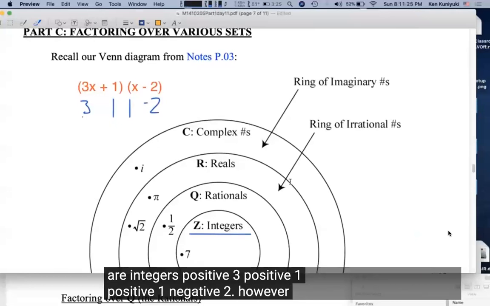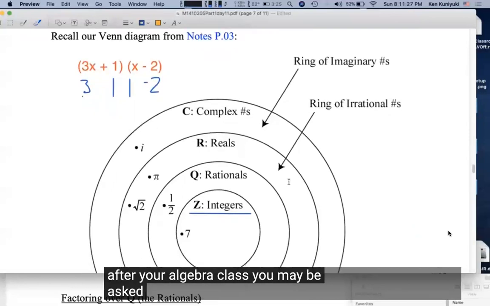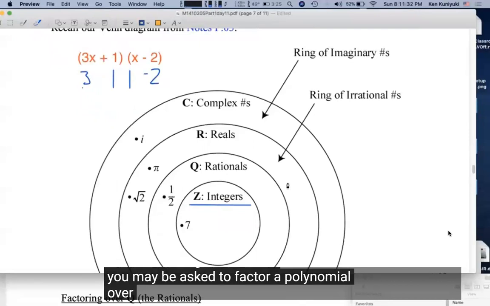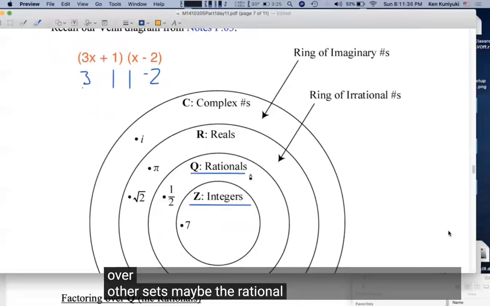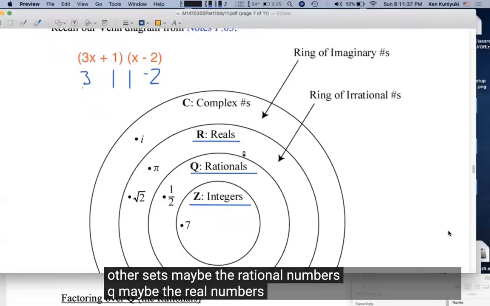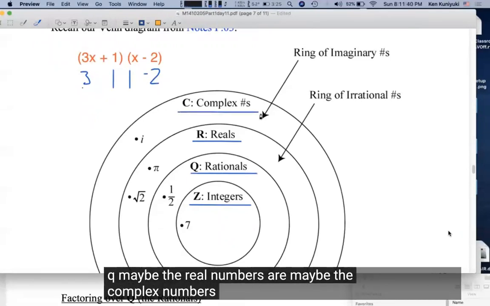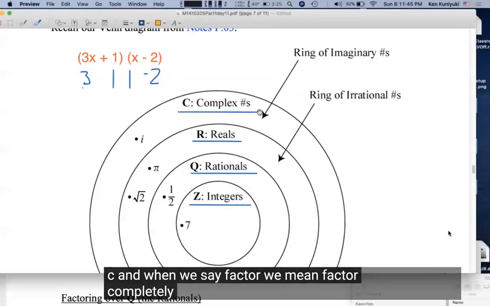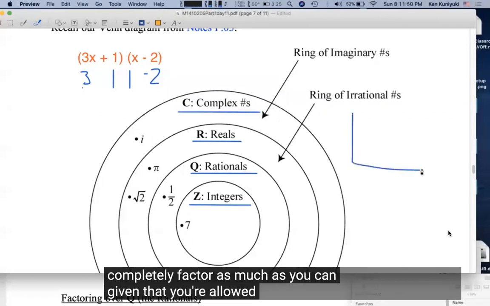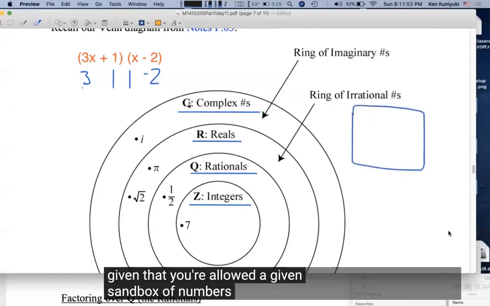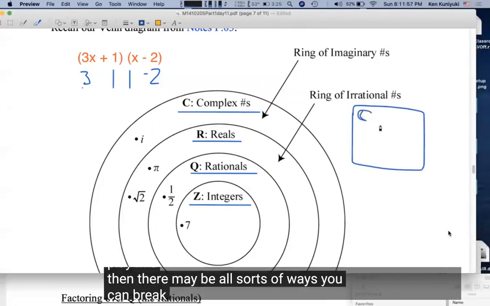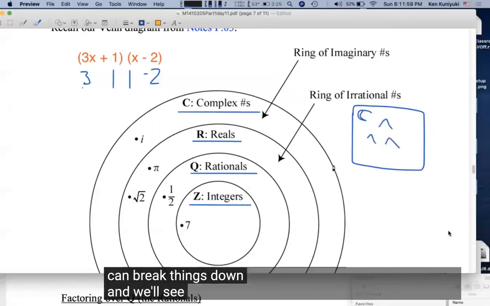However, after your algebra class, including in this class, you may be asked to factor a polynomial over other sets. Maybe the rational numbers, Q, maybe the real numbers, R, maybe the complex numbers, C. And when we say factor, we mean factor completely. Factor as much as you can, given that you're allowed a given sandbox of numbers. If you're allowed to play in C, then there may be all sorts of ways you can break things down. And we'll see that.